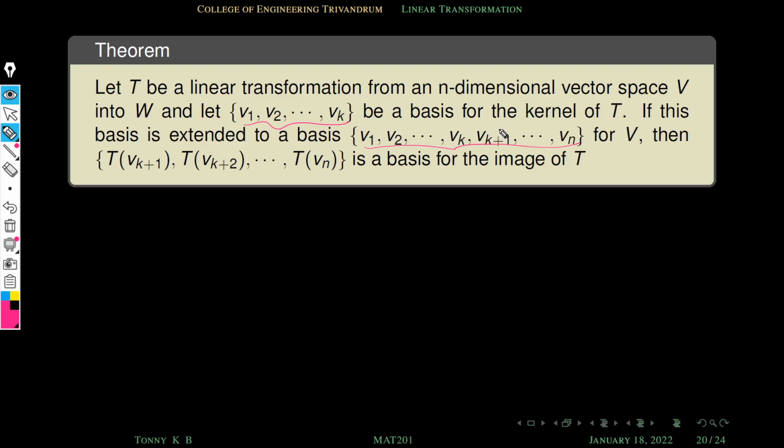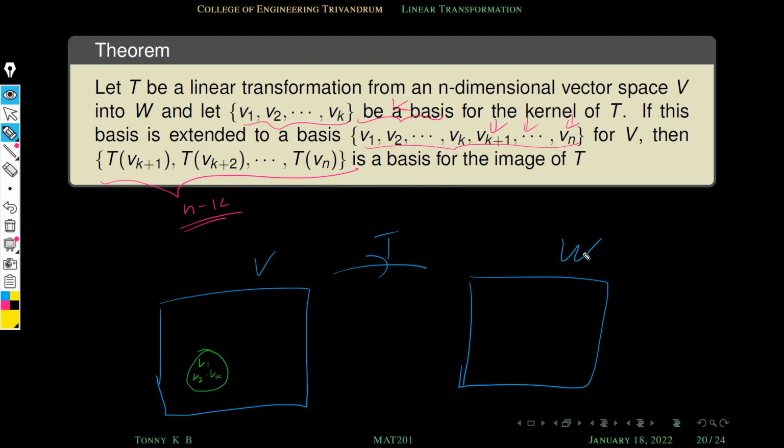Then next we consider the collection of images of these new vectors, n minus k vectors. This collection T(vk+1), T(vk+2), ..., T(vn) is a basis for the image of T. Clear? How many elements are there? This is n minus k, right? Here it is k. Total n elements, which is a basis for V.